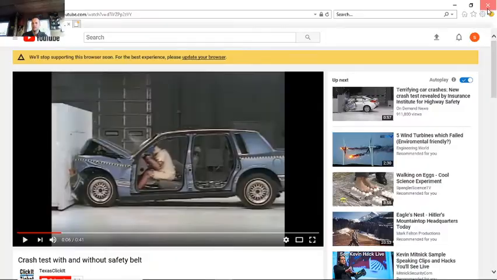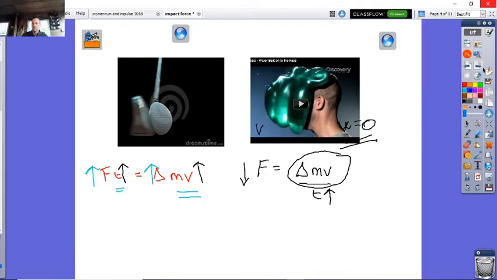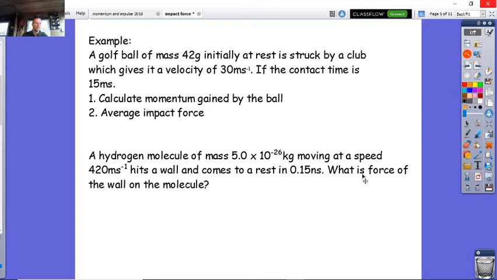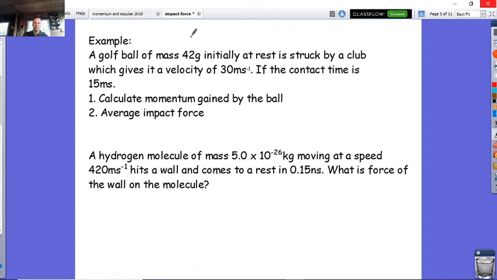And we do these at GCSE. Now, to go with that, you can do these sort of calculations. In this calculation here, you've got a golf ball of mass 42 grams, which straight away, what we always do is convert that into kilograms. It is struck by a club, which gives a velocity of 30 meters per second. If the contact time is 15 milliseconds, calculate the momentum gained by the ball.